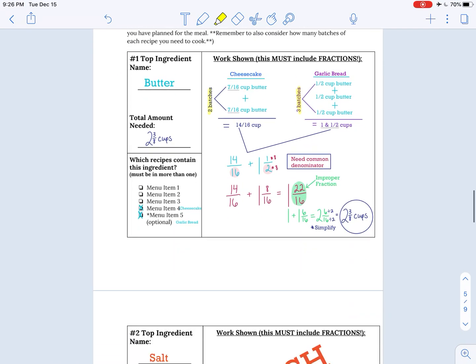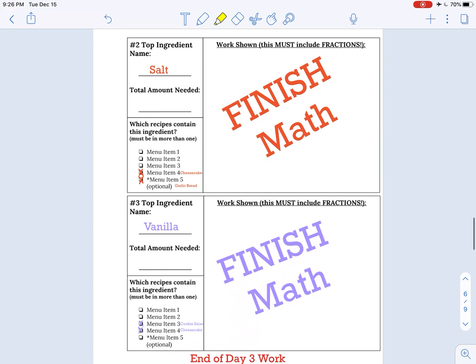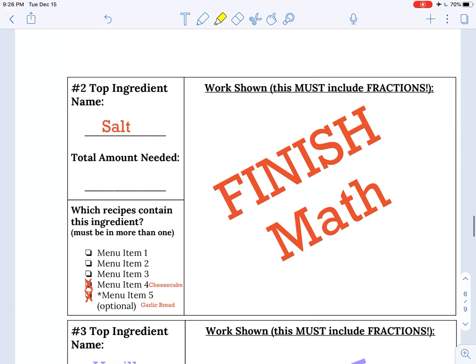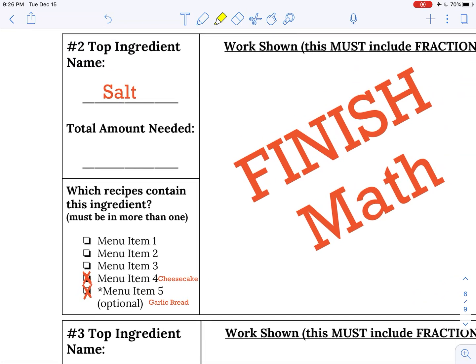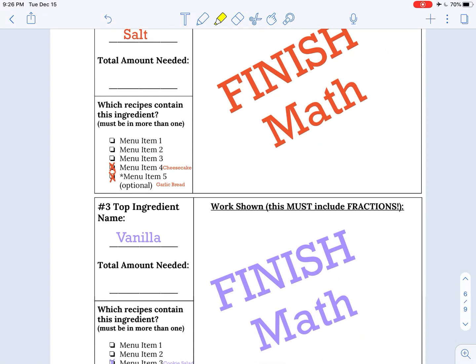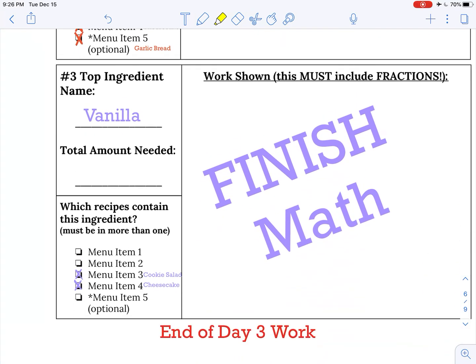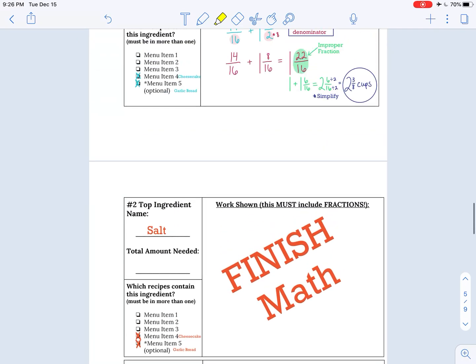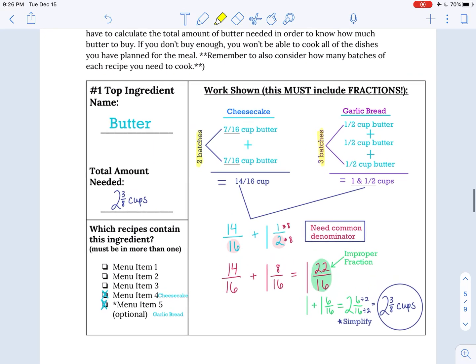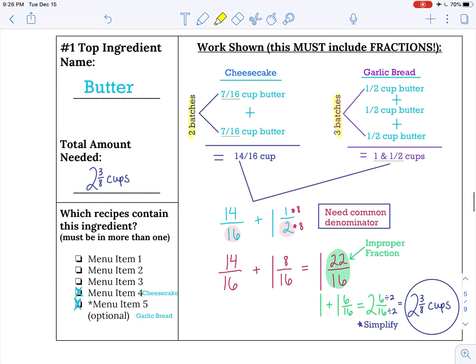Now I'm going to move on and do the same thing for my salt and my vanilla. So for salt, I said it was in my cheesecake and garlic bread. So again, I'm going to scroll up to my recipes, look to see how much I need for the cheesecake. I'm going to double it because I need 2 batches. Find out how much I need for the garlic bread. I'm going to triple that because I need 3 batches. And then again, same process for the vanilla. So make sure, like I said, you're showing your work. You find a common denominator when you're adding and simplifying whenever possible.